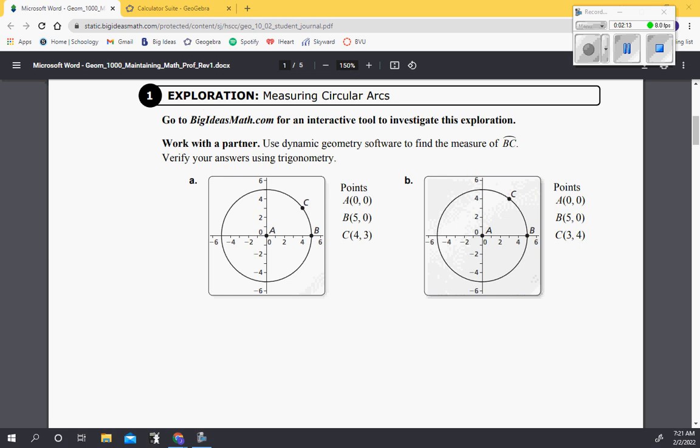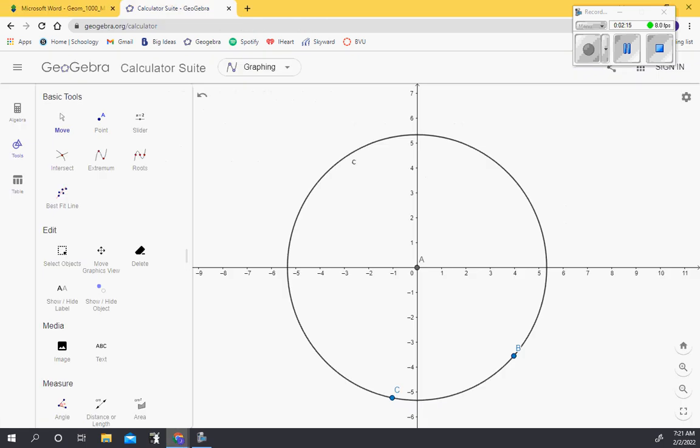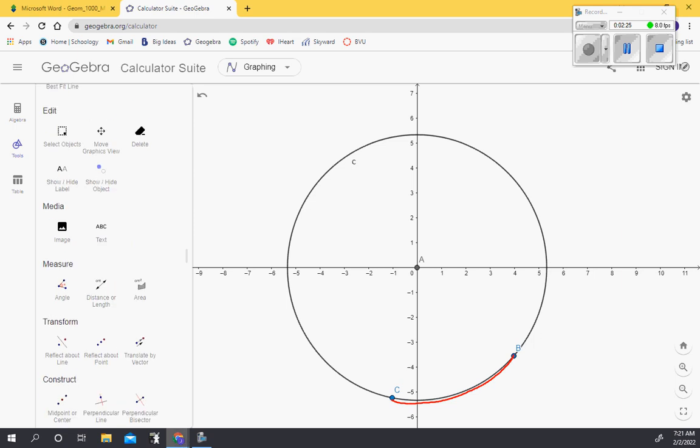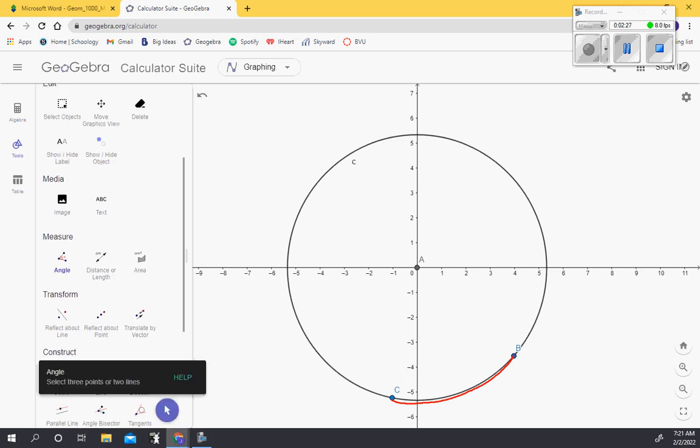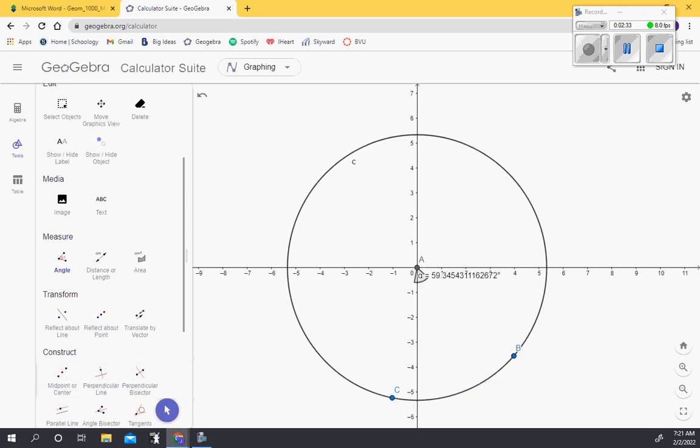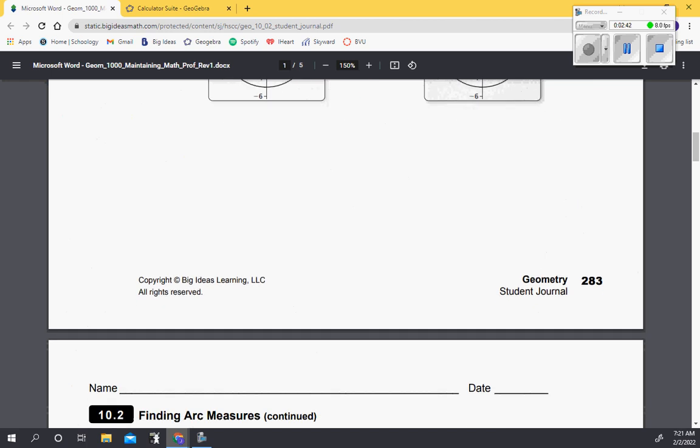Just for an example of how we measure an arc right now, I want to measure this from B to C. I just want to know what that angle is, or how we measure that arc. We're going to go to angle, and click on C. Oh, we're going to delete that one. We're going to go from C to A to B, and it's 59 degrees. So that's how we measure arcs.